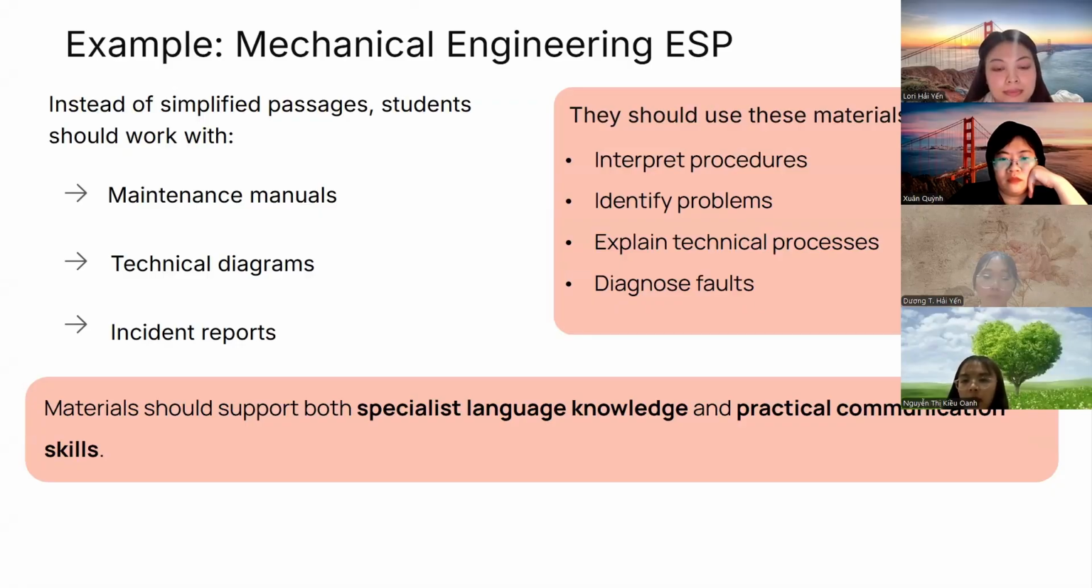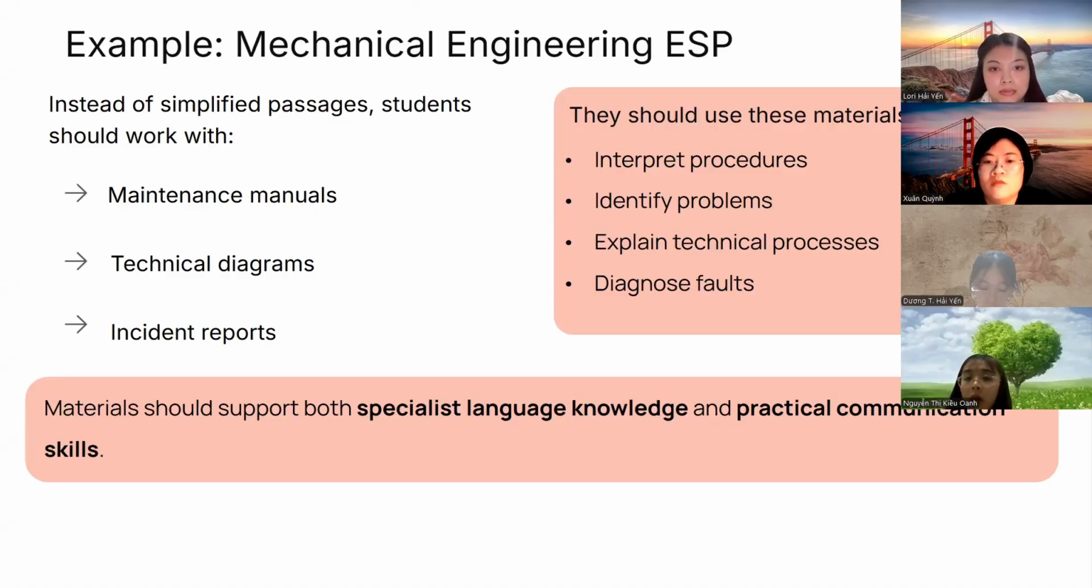A maintenance manual teaches students how to follow a procedure step by step. A technical diagram helps them connect language with visual information. An incident report shows them how problems are described formally and accurately in a professional setting. Then students can use this material to carry out meaningful tasks. They may interpret a procedure, identify problems in a machine, explain a technical process to a partner, or diagnose a possible fault based on a diagram or report.